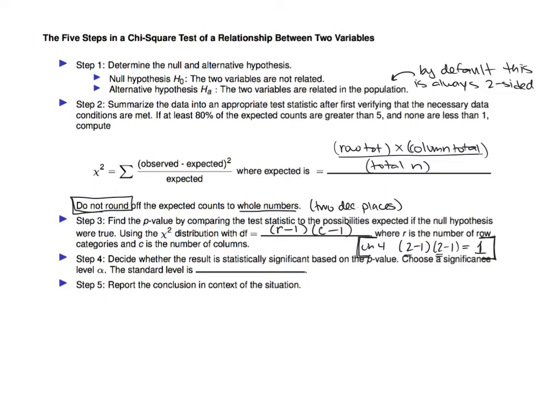Step 4, decide whether the result is statistically significant based on the p-value. Choose a significance level alpha. The standard level is alpha equals 0.05. And then report your conclusion in context.